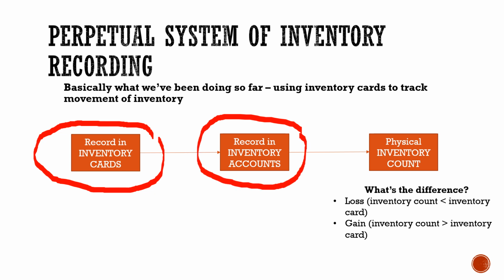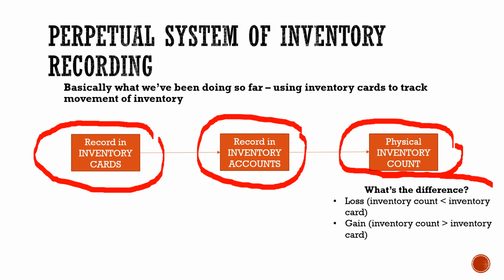And lastly, at the end of the period, we would do a physical inventory count. And at this point, this is where we can see if there is a difference between our physical count compared to what we have in our records. And if there's a difference, we can identify if there has been an inventory loss or inventory gain.